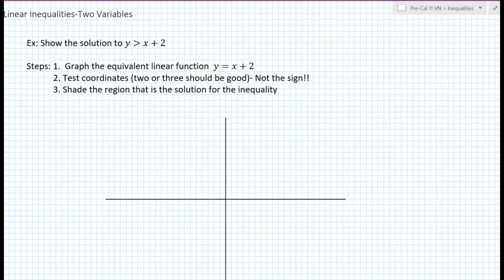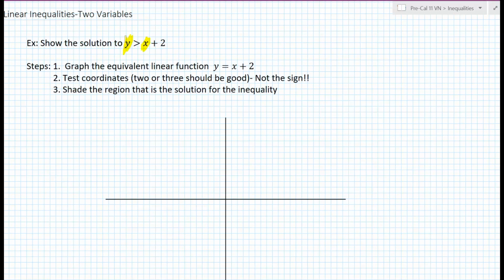All right, in this lesson, we're going to talk about linear inequalities, but with two variables. Let's go through an example. We want to show the solutions to y greater than x plus 2. Now, when we say two variables, notice that x is one variable here, right? We've got two variables, x and y. That's why we call it two variables.